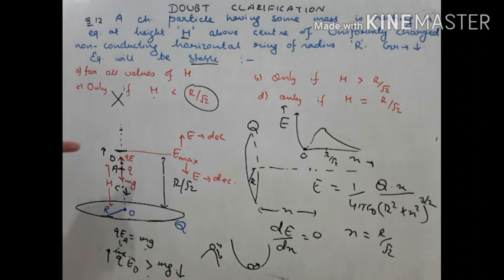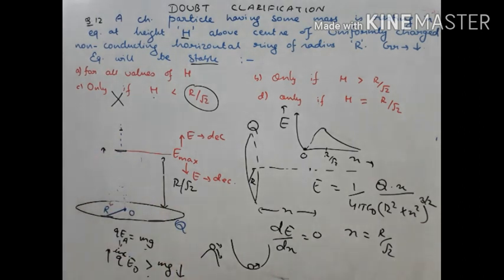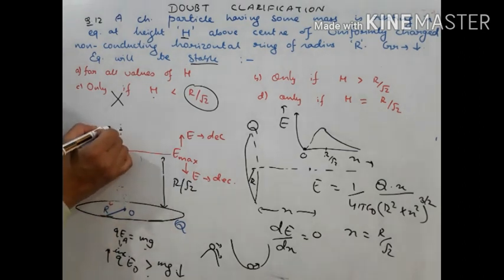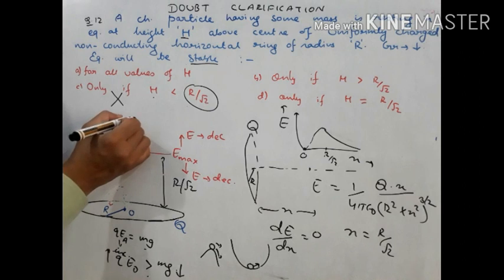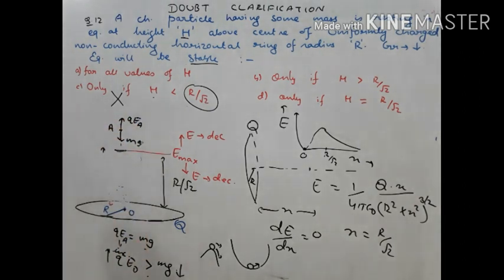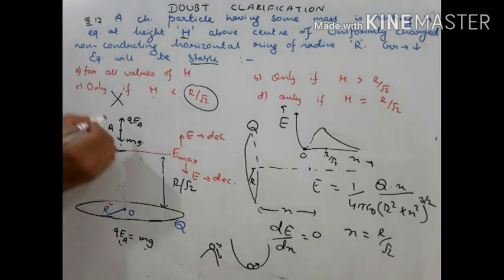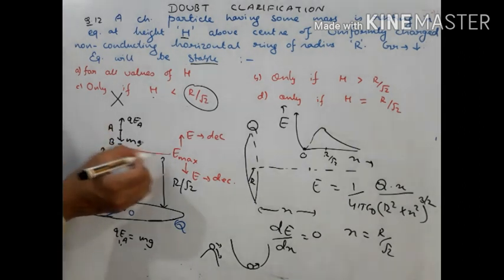Let's see what happens for distance greater than r by root 2. So this is r by root 2 distance. Let's see what will happen for points above this one. We choose some point. Now suppose this point is A, and it is at equilibrium. So the gravity mg in downward direction and QEA in upward direction, they are equal. So we shall write QEA is equal to mg. Suppose we slightly move downward to some point, say B, towards this maximum electric field value.